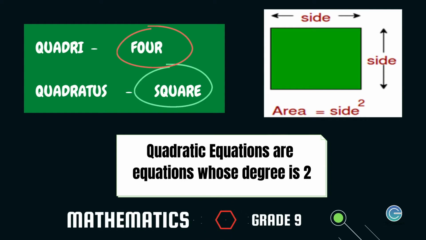In ancient times, quadratic equations were originally utilized in dealing with problems involving squares. Since the second power is called a square, equations whose degree or highest exponent is 2 were named quadratic equations.